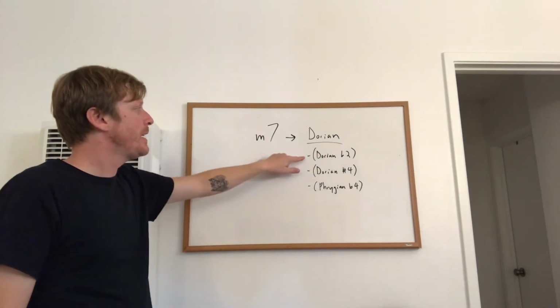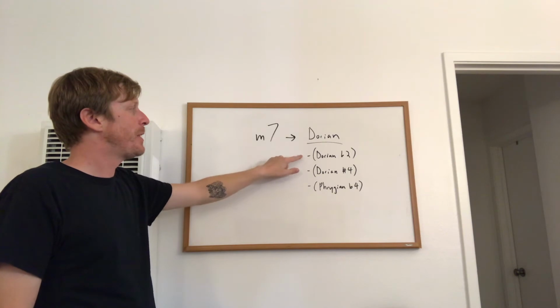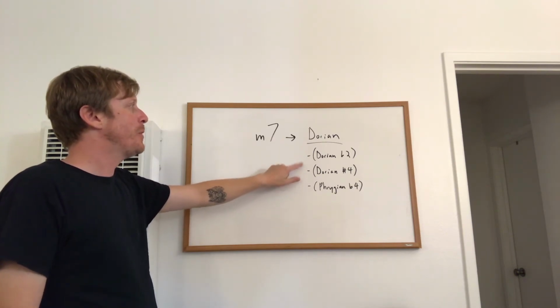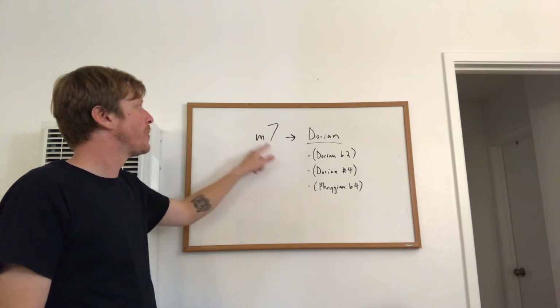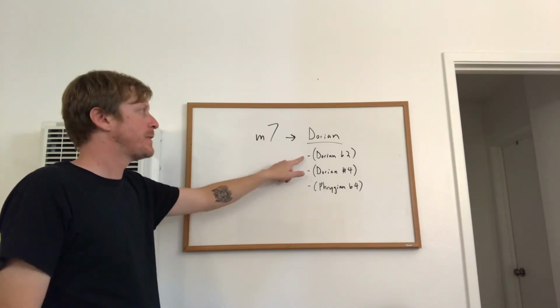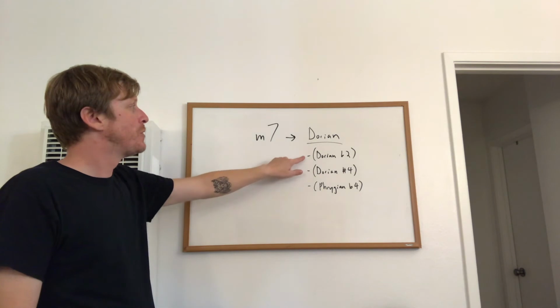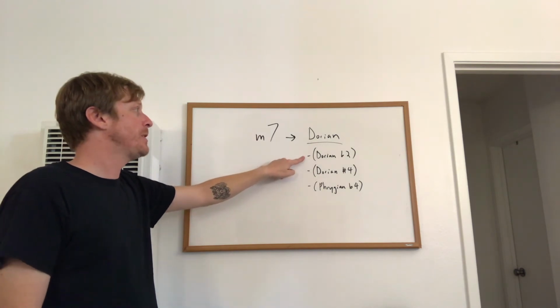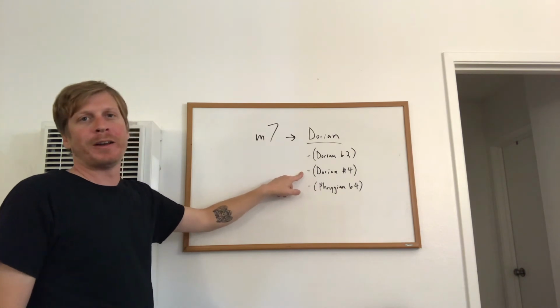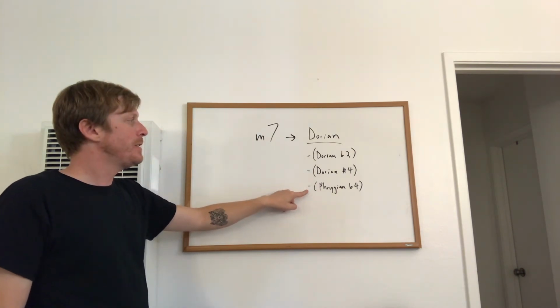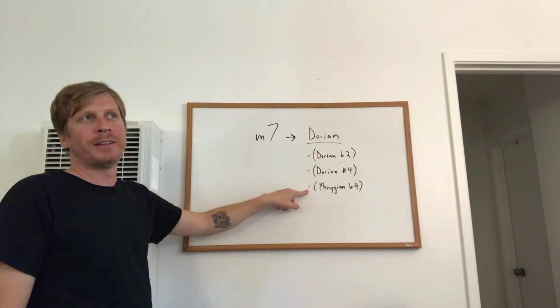Now we can also take a mode from each of the different parent scales and get a mode that also works over a minor 7 chord. Okay? All of them still contain the chord tones of the minor 7, they just have some different notes in between. So we have Dorian flat 2, which comes from the Melodic Minor. We have Dorian sharp 4, which comes from the Harmonic Minor. And we also have Phrygian flat 4, which comes from the Harmonic Major.